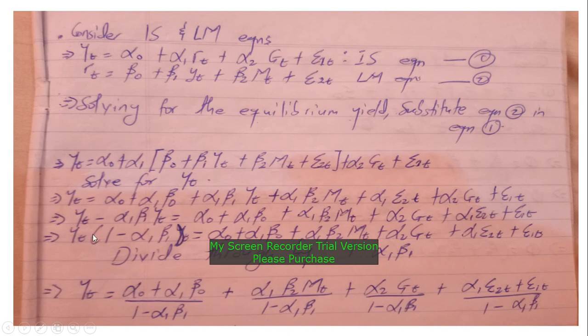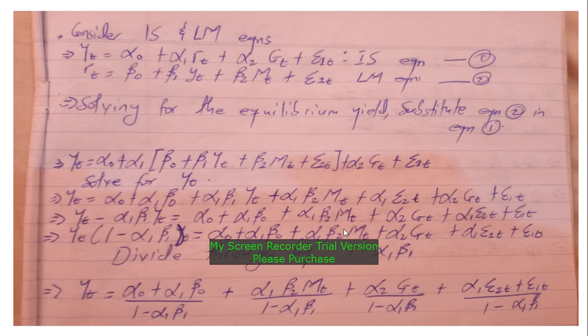So I would factor yt out and I'll end up getting 1 minus alpha 1 beta 1, then bracket goes, then everything here. So now I want yt, so I would have to divide through by 1 minus alpha 1 beta 1. So when I do my division through, I end up getting this.